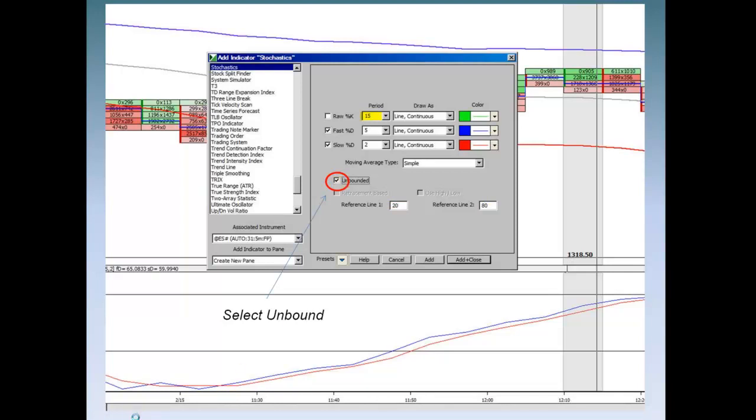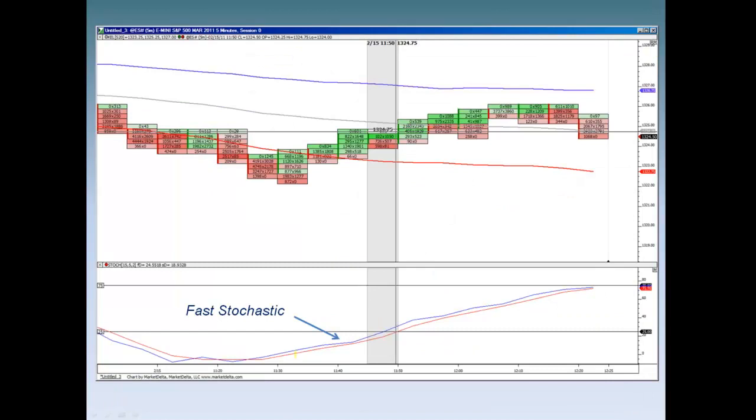Now, once we have all of our settings in place, we're going to get a stochastic with two lines and two reference lines. The reference lines are the 25 and 75. This one has the default settings on it. The blue line is the fast stochastic, and the red line is the slow stochastic. Now, let me begin to show you how we use the stochastic to help us with entries.